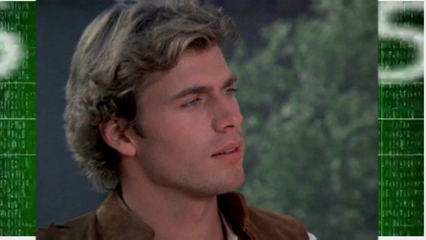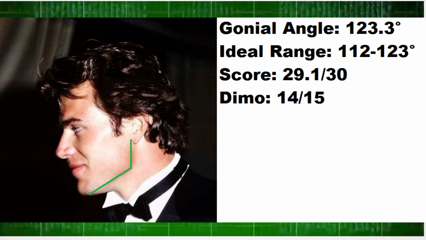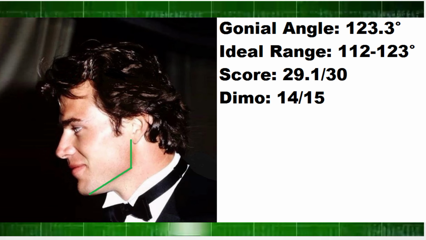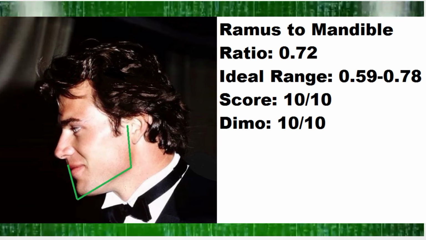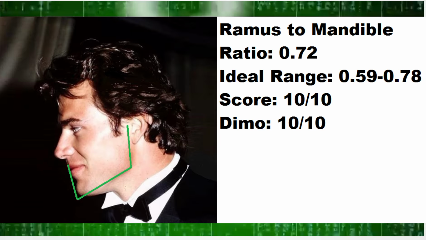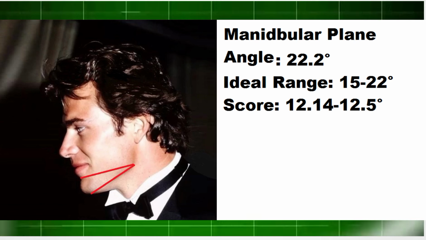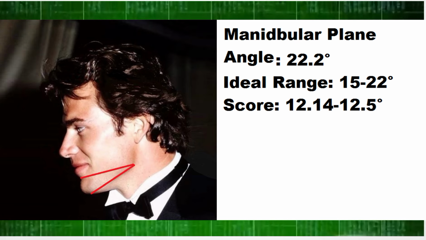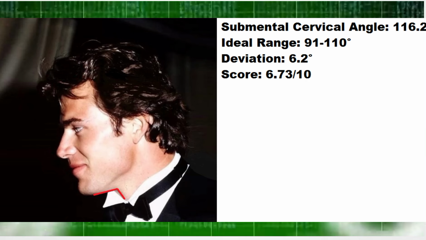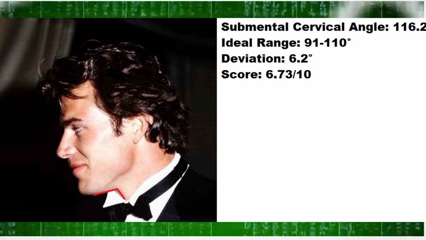Next, let's analyze his side profile. His gonial angle is 123.3 degrees, which is only 0.3 degrees higher than the ideal range. His ramus to mandible ratio is 0.72, which is perfect and extremely masculine. His mandibular plane angle is 22.2 degrees, which is very slightly higher than the ideal. His submental cervical angle is 116.2 degrees, which is higher than ideal.